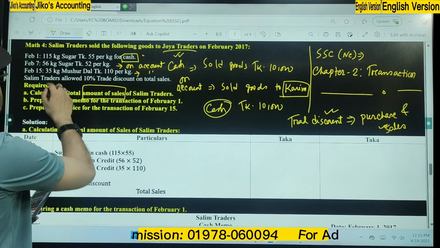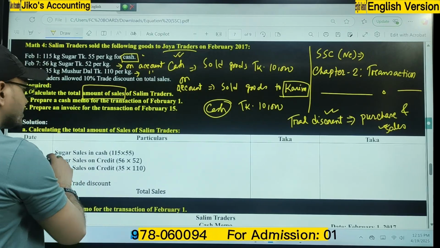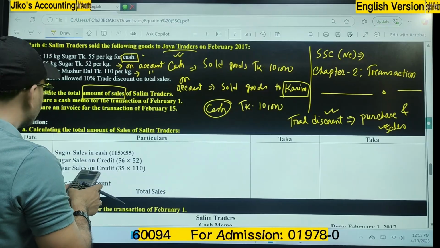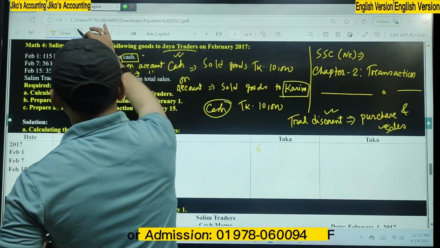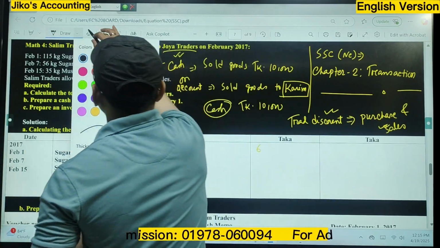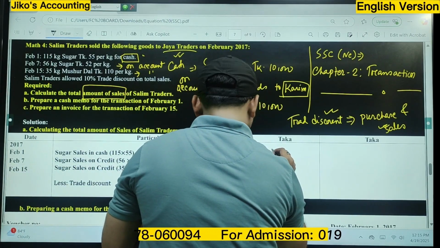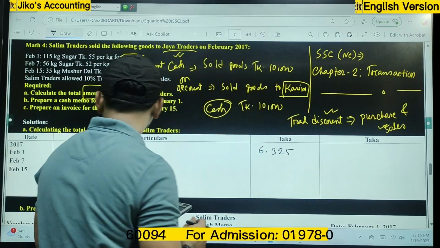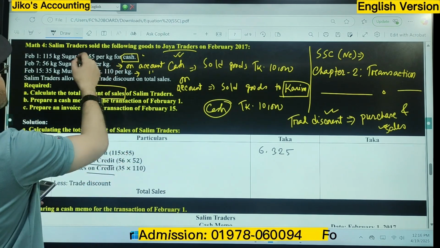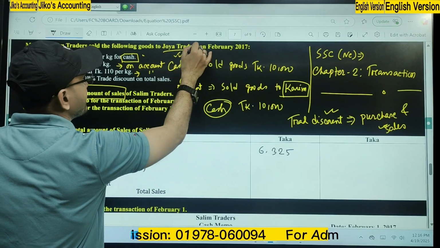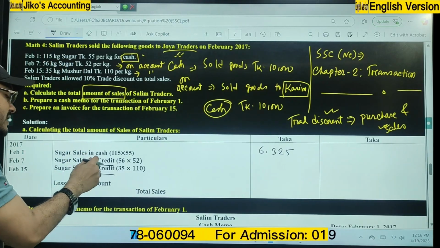What is the first one? We are selling, that means Salim Traders has sold here 115 kg. That is the sugar sales cash. 115 kg into 55. What is the amount here? 6,325. Then sugar sales on credit. What I have written here, you can see here on credit, because you can see the name of the person or organization is given here. On the other hand, there isn't mentioned any cash like the February one. That's why I have written here on credit.